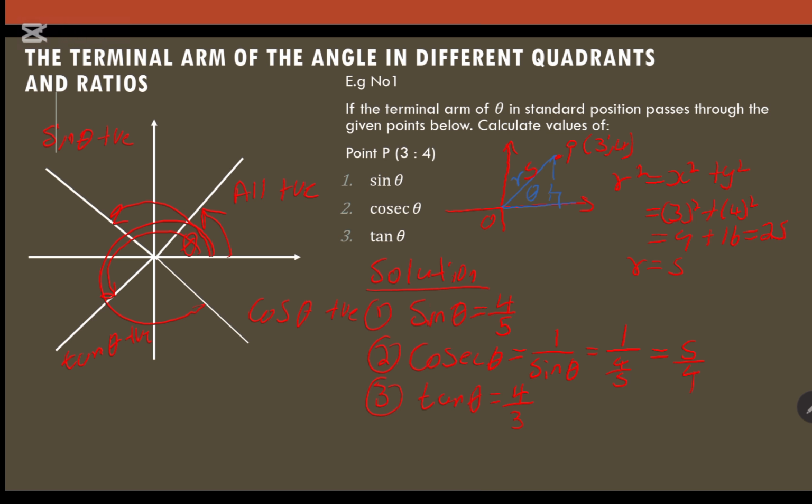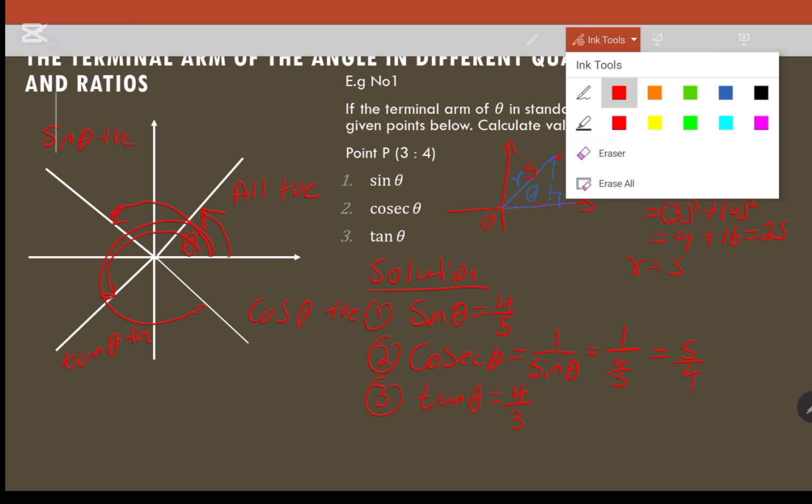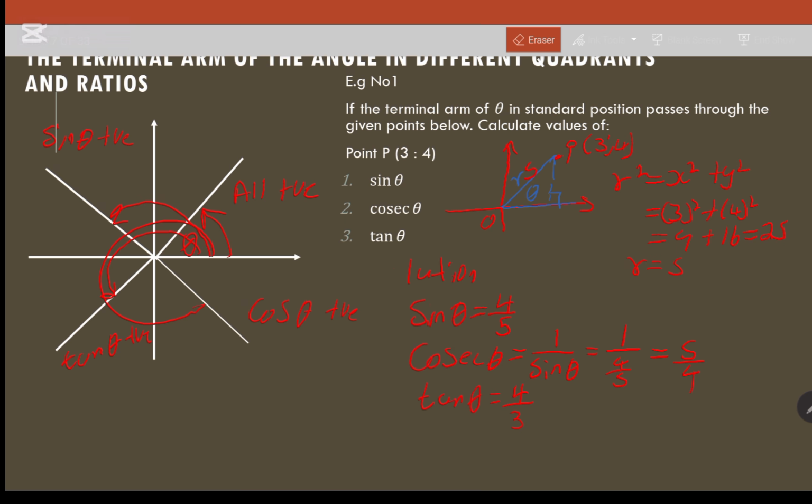Now, I'm going to remove these solutions so we can take 2 more questions, because if you check the instruction, it said points. The terminal arm is going through the point, not one point. So let's look at that. So I'm just going to remove the solutions here so that I can bring up the new set of questions. So let us look at that.